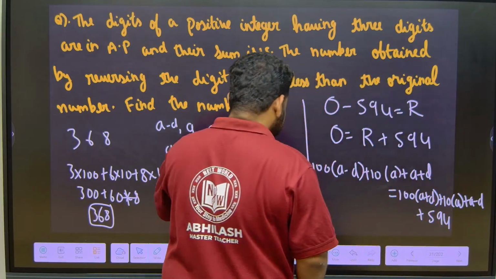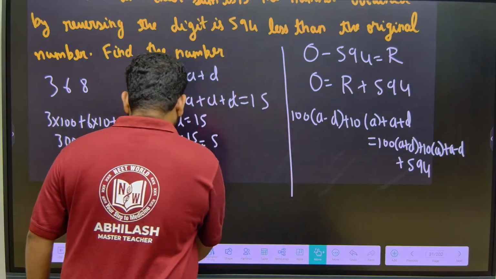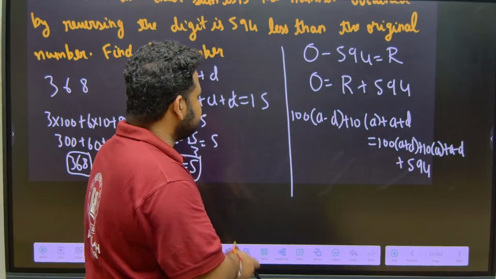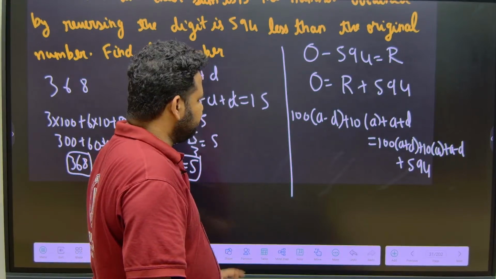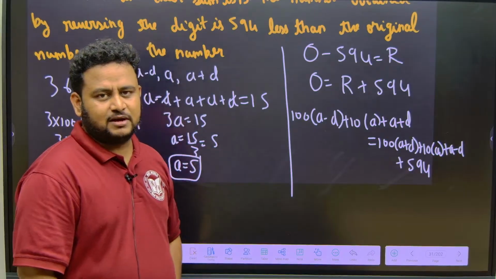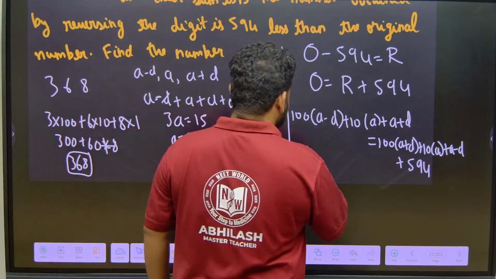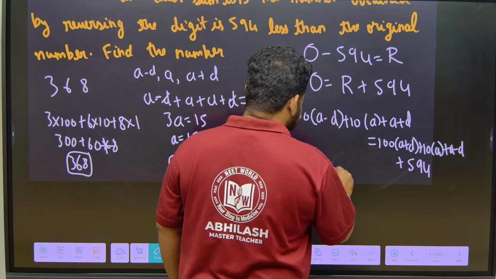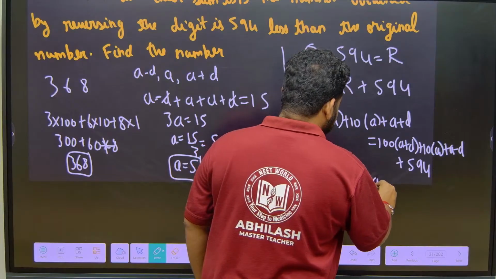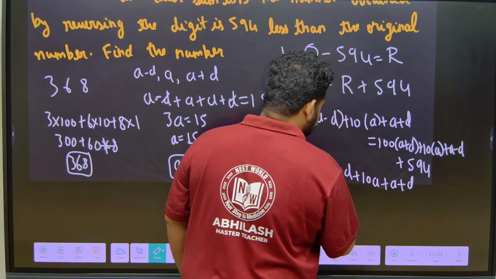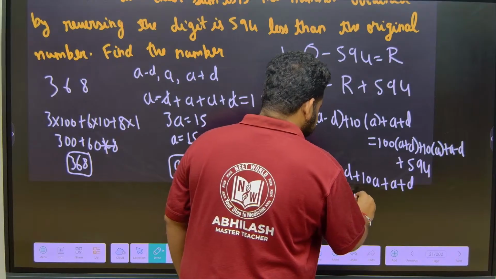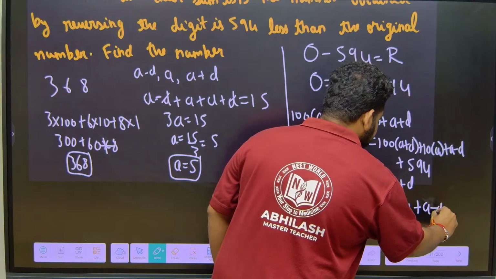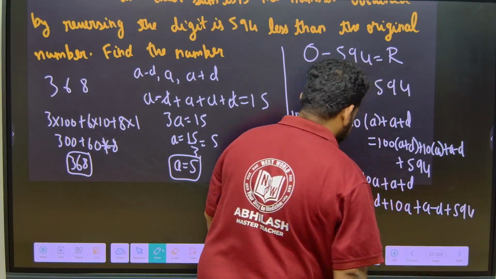Now see here, by solving this, we will get the value of d. They are asking us to find the original number, correct? So if you get the value of d, definitely you can find the original number. So this will be 100a minus 100d plus 10a plus a plus d is equal to 100a plus 100d plus 10a plus a minus d plus 594. This is what we have.